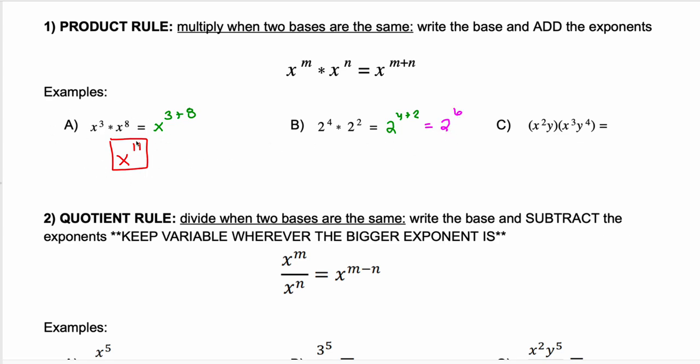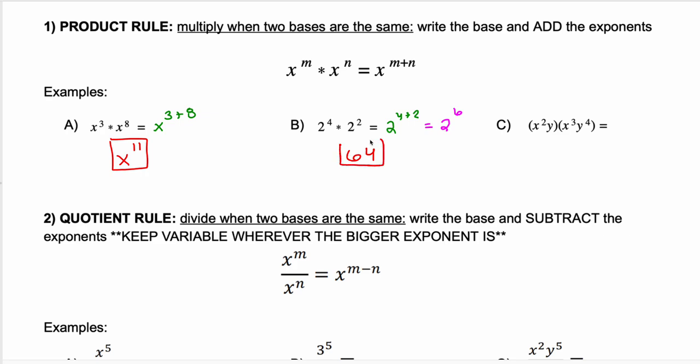Now, on the first example, we had x raised to the 11th power, and we could not do anything else with that because we had a variable and a number. On example B, we have a number as the base and a number as the exponent. What that means is that we can actually simplify this and say what 2 to the 6th power is. We do not have to leave it in exponential form. We can put this as 2 to the 6th is 64, because that would be 2 times 2 times 2 times 2 times 2 times 2. That's what 2 to the 6th power means.